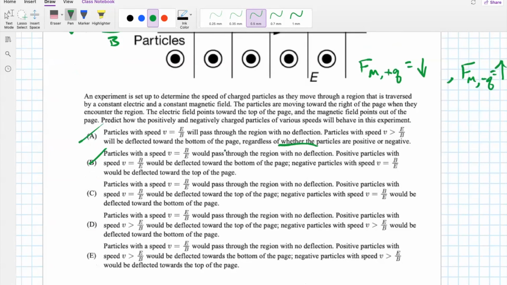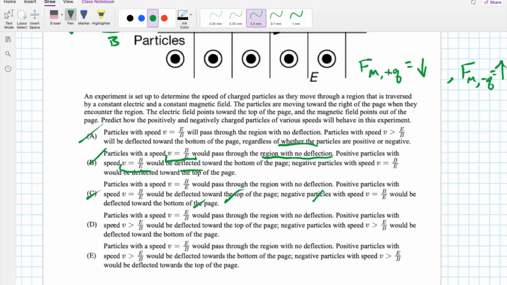As a matter of fact, look at this. This question is just inconsistent. They say it will pass through with no deflection, but then they're telling us that if it is equal to, like in their previous statement, now it will be. So maybe I'm just tired and I'm reading this incorrectly, but this just seems inconsistent. All right, so they would pass through the region with no deflection. Positive particles with a speed equal to that will be deflected toward the top of the page. So again, not going to be it. They just took these and reversed the toward the bottom and the top. So I don't think that one's good either.